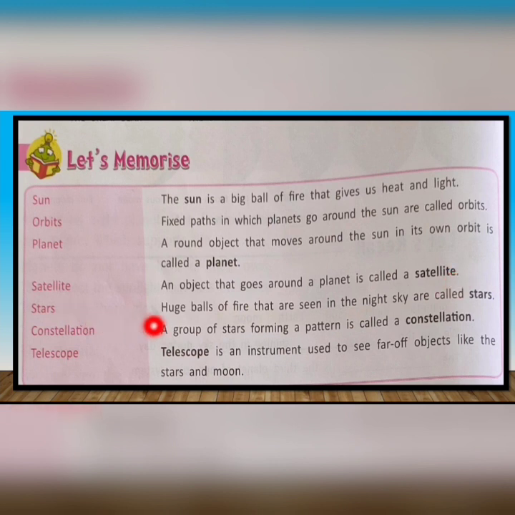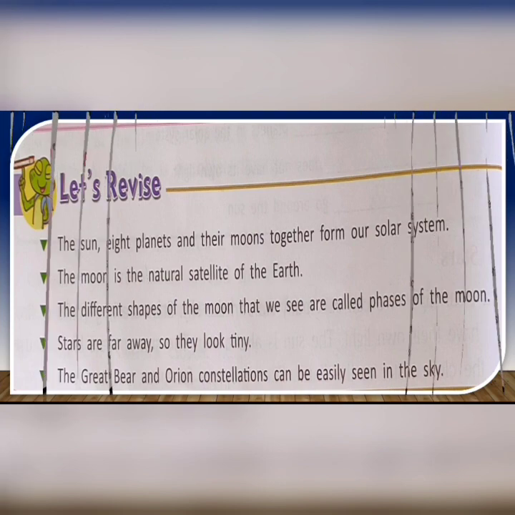Stars. Huge balls of fire that are seen in the night sky are called stars. Constellation. A group of stars forming a pattern is called a constellation. And the last one, telescope, which is an instrument used to see far off objects like the stars and moons. Now, let us revise the chapter point-wise.